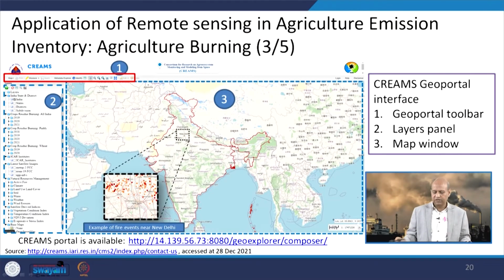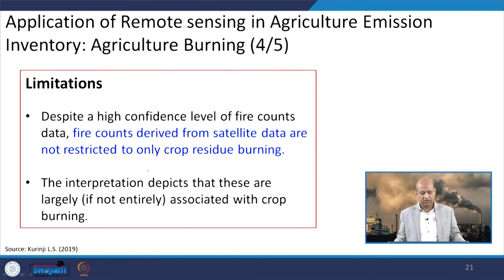So basically this has a portal, a geo portal interface. It is shown just to give you a kind of feeling of how it works. Basically there is a geo portal toolbar, a layers panel, okay, and the map window you can see. So you can select a particular area and then you can see how many points there are of fire burning events or agriculture burning. So you can count them, and that way information can be drawn.